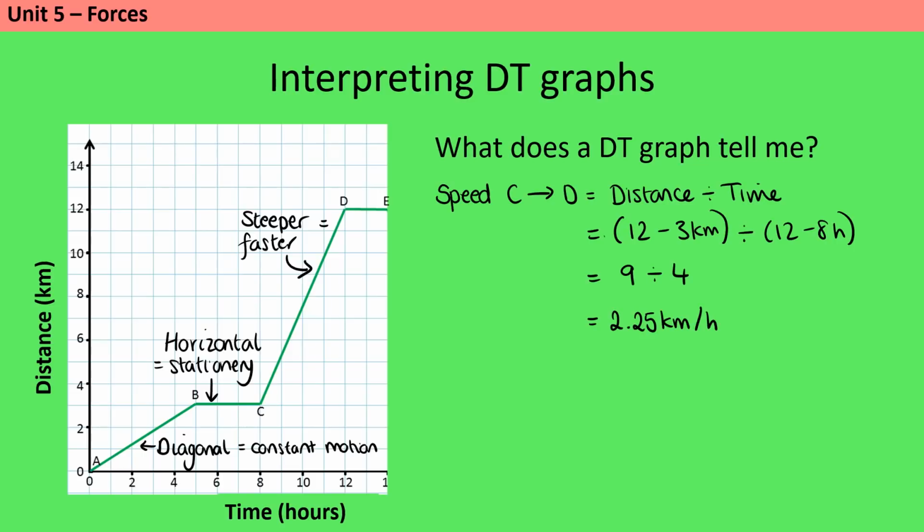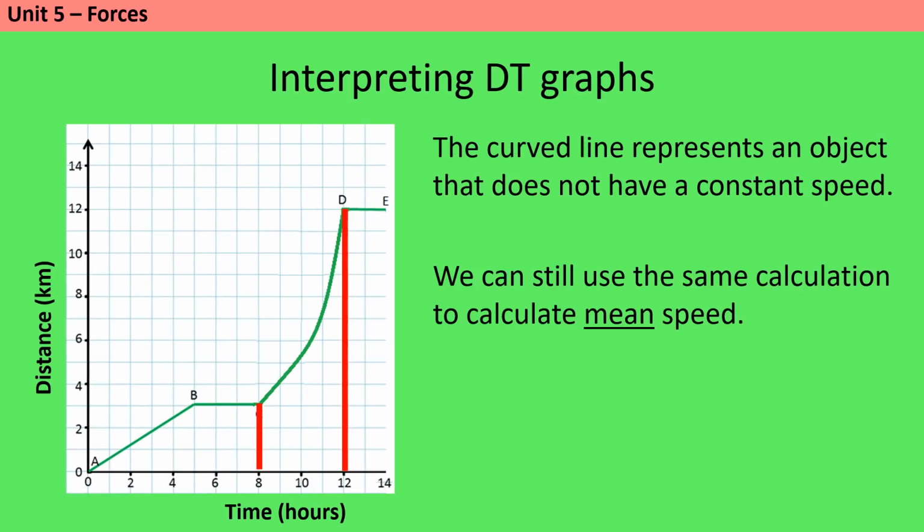And because my starting quantities have been measured in kilometres and in hours, my units for speed here should be in kilometres per hour. If the line on the graph is curving, then the object is not moving at a constant speed. And for the foundation tier, you're not expected to be able to draw tangents and calculate the gradient that way. But we can still take the starting and ending distances and times and use these to calculate a mean speed over that time period.